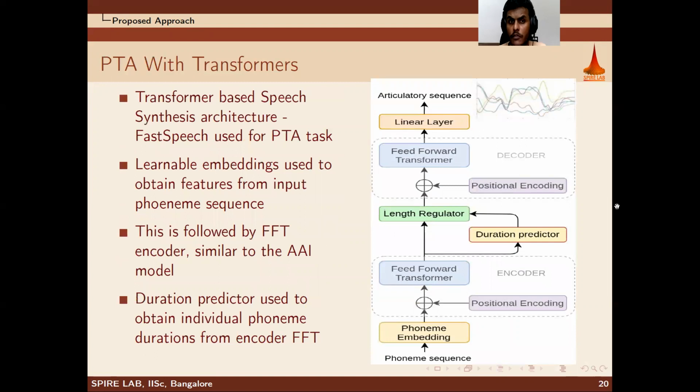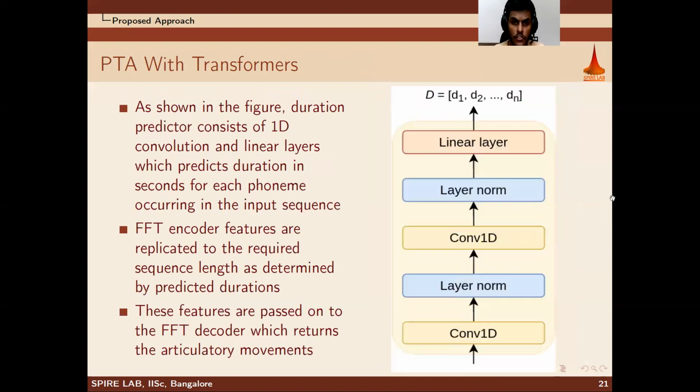Now looking at the architecture for PTA, this is a speech synthesis architecture known as FastSpeech. This is again an encoder-decoder architecture made with transformers. And in the bottleneck, it has a duration predictor. And this duration predictor is responsible for the duration model. Now it is made up of a few linear layers.